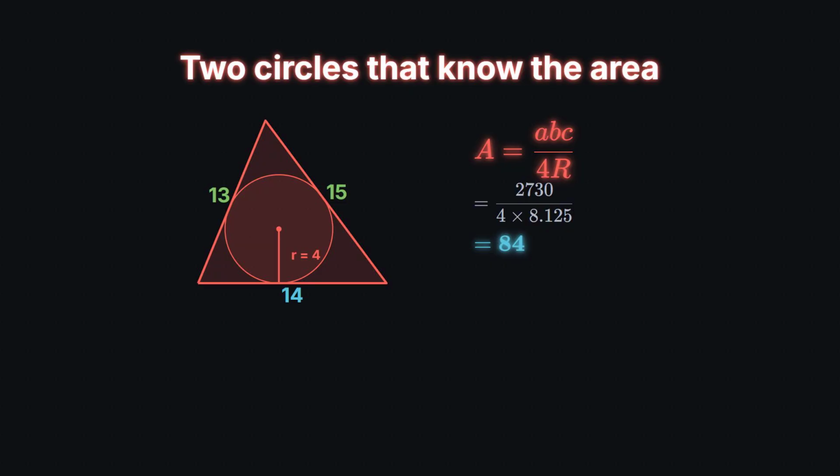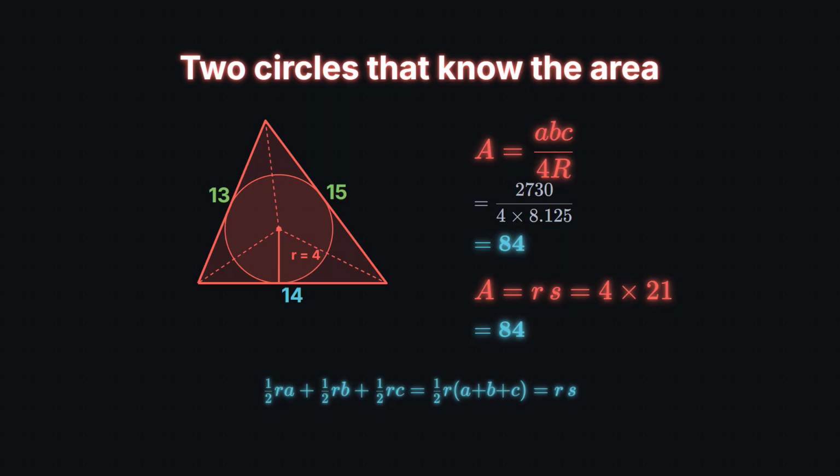The second is the incircle, sitting snugly inside and touching all three sides. Here its radius is exactly 4. Multiply that by the semi-perimeter, 21, and there it is again. 84. And this one has a lovely reason. Join the center of that circle to each corner, and the triangle splits into 3 smaller ones, each with height r. 3 base times height calculations, added together.